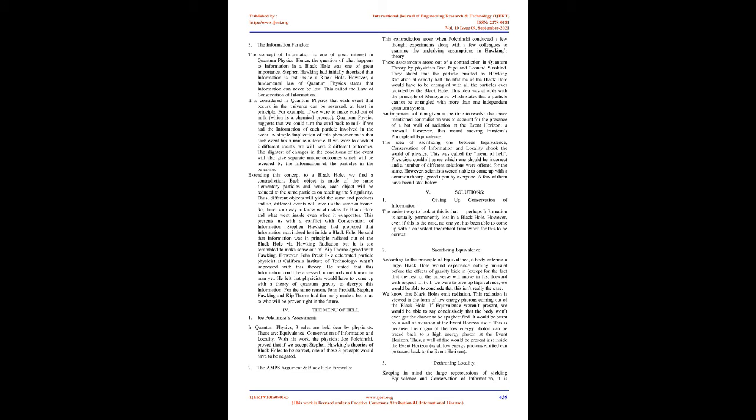However, John Preskill, a celebrated particle physicist at California Institute of Technology, wasn't impressed with this theory. He stated that this information could be accessed in methods not known to man yet. He felt that physicists would have to come up with a theory of quantum gravity to decrypt this information. For the same reason, John Preskill, Stephen Hawking and Kip Thorne had famously made a bet as to who will be proven right in the future.